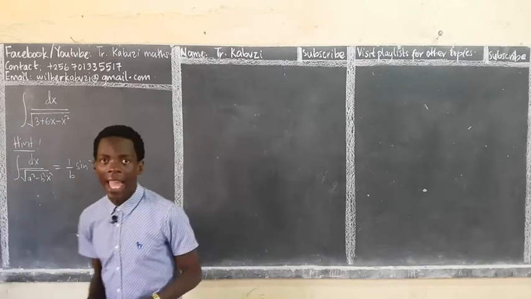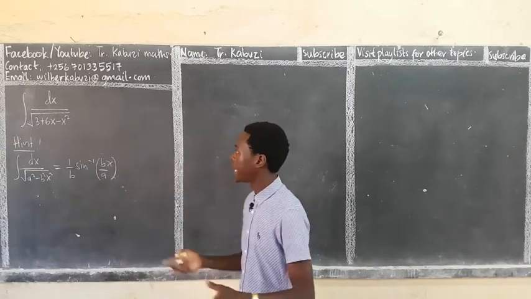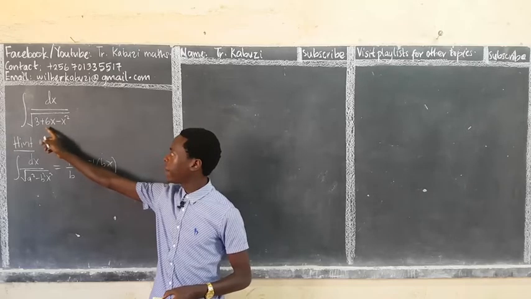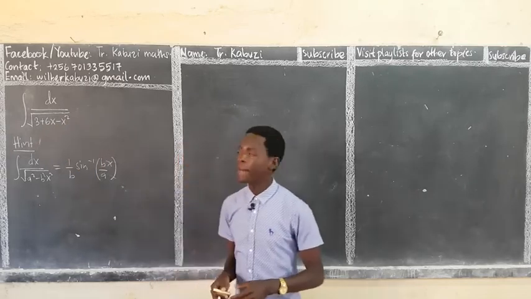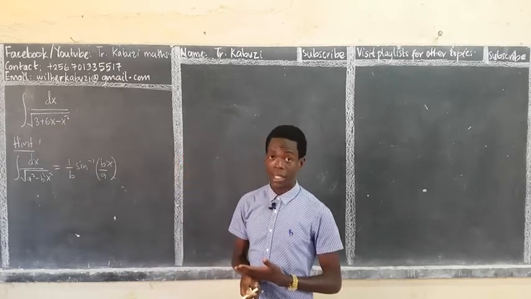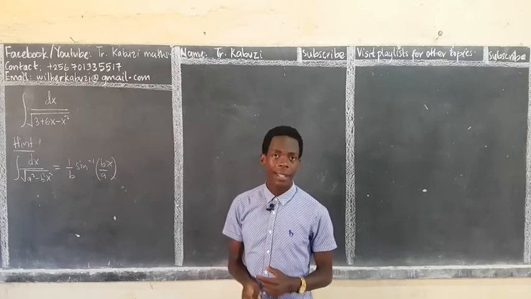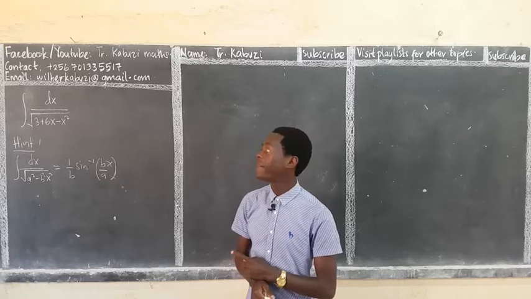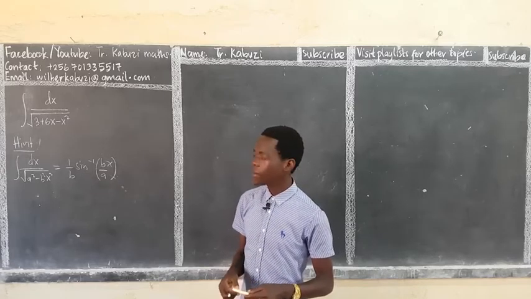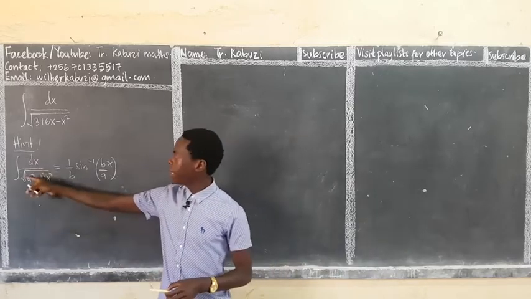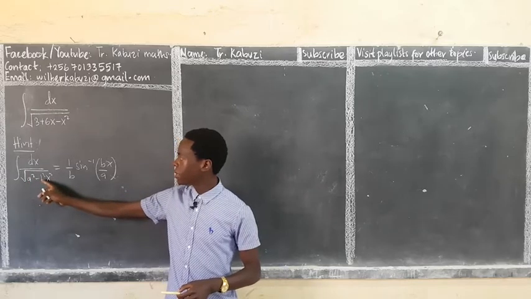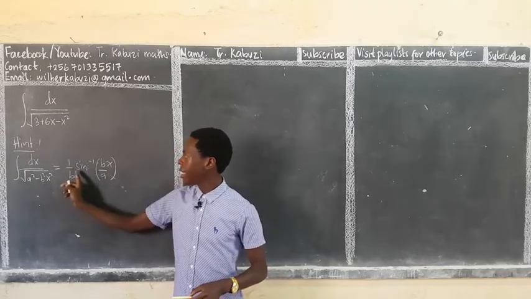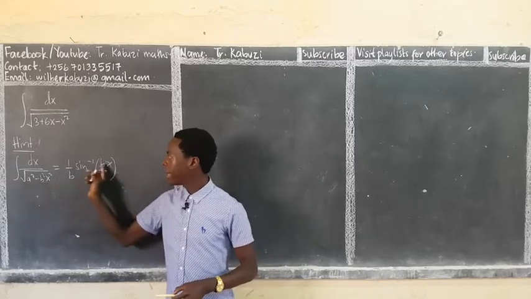Okay, we are seeing another integral here. It says integrate dx over root of 3 plus 6x minus x squared. Of course, dx. Now, this is an integral we can handle using the sine inverse substitution. The sine inverse substitution says if we have the integral dx over root of a squared minus b squared x squared, it is the same as 1 over b sine inverse of b over a x.